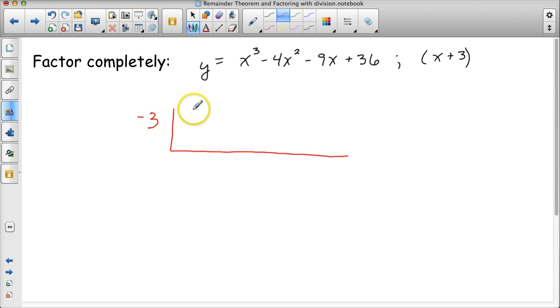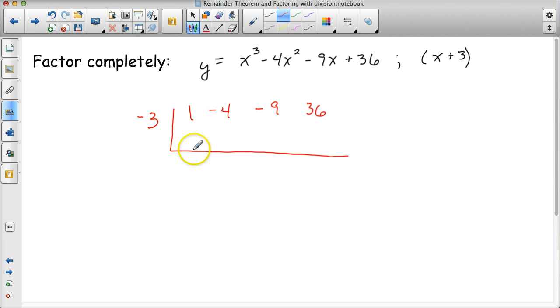Then we bring down the coefficients of our polynomial. X cubed has a coefficient of 1. X squared has a coefficient of negative 4. Negative 9x, the coefficient is negative 9. And then our constant, 36.